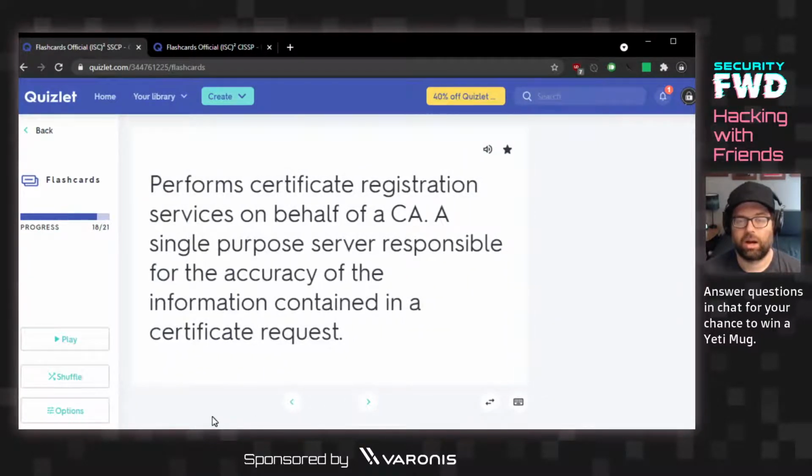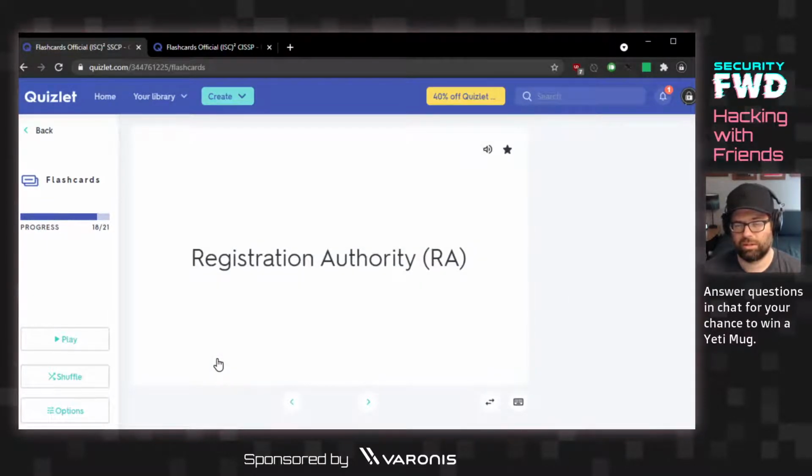So, all right. Perform certificate registration services on behalf of a CA, a single purpose server responsible for the accuracy of the information contained in a certificate request. I think it's a signing server or signature, digital registration authority, the RA.